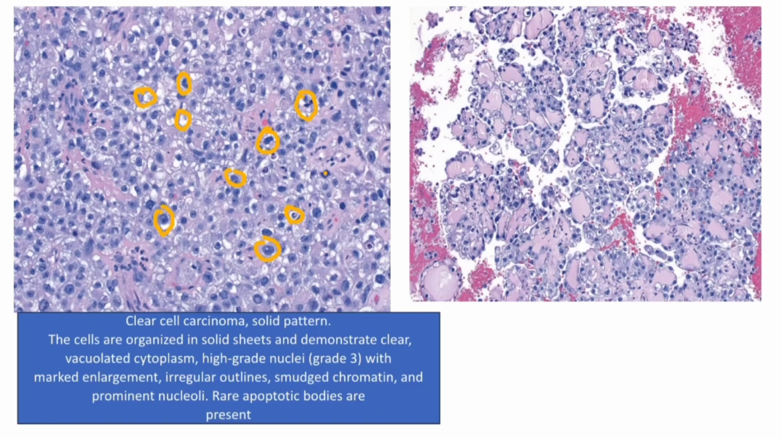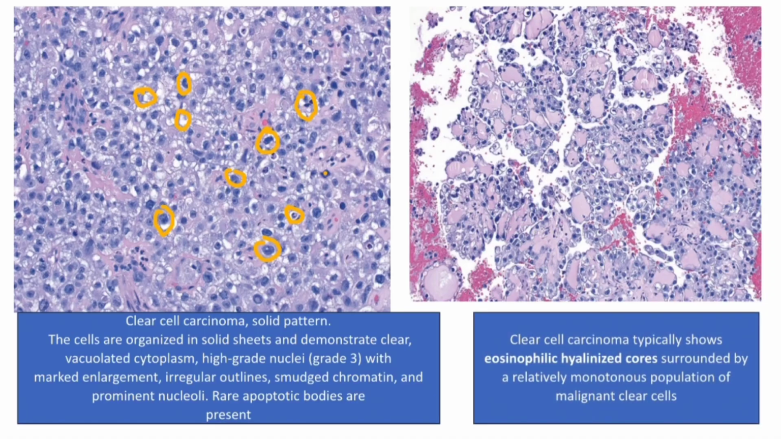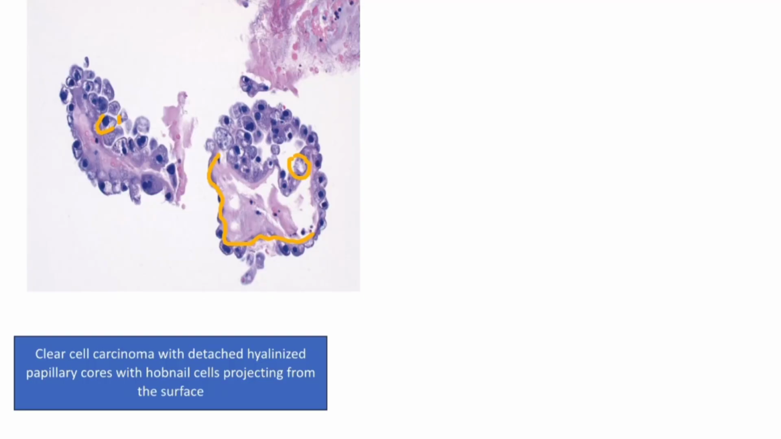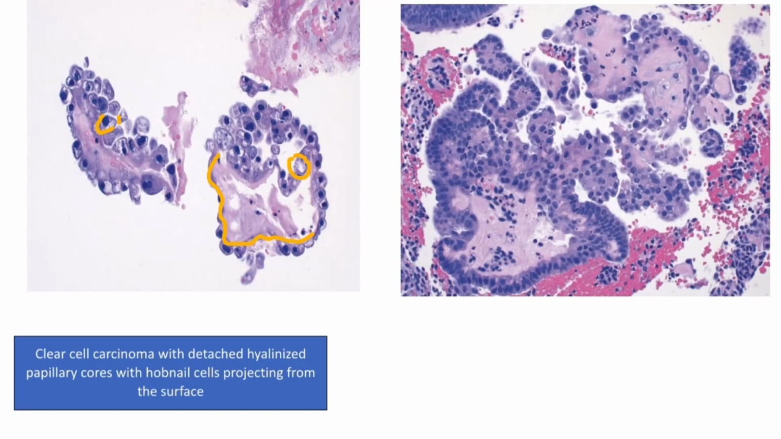Here hyaline core with papilla, with hobnailing pattern and clear cell nature. So this is eosinophilic hyalinized core which is characteristic of this clear cell carcinoma. These are the tuft of papilla having clear cells and showing hobnailing pattern of the nuclei projecting onto the surface, while here you can compare nuclear feature in both the section.